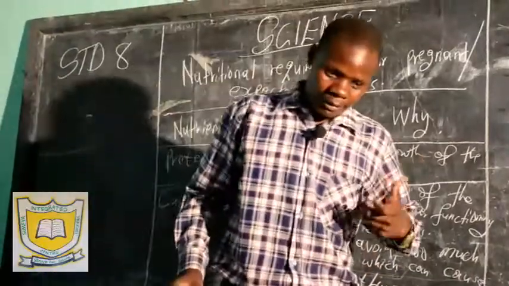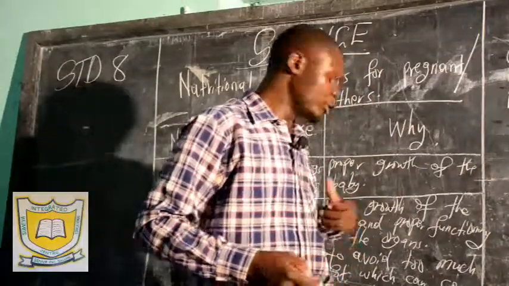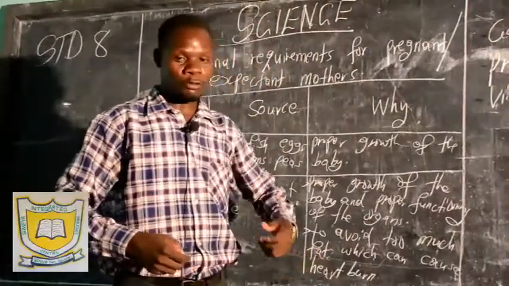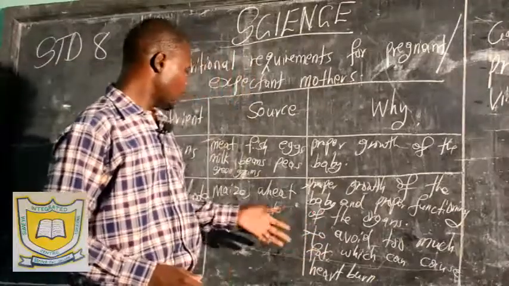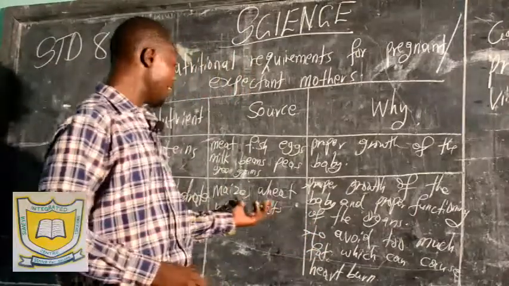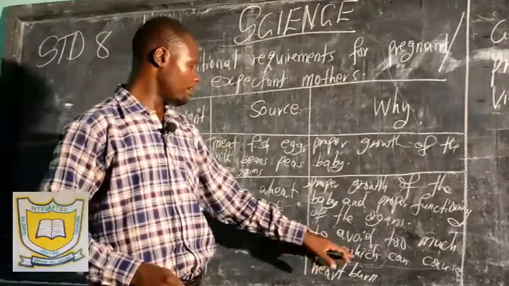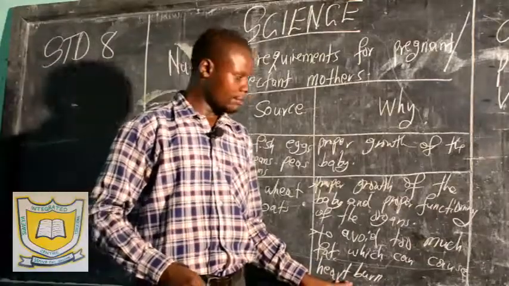The heart might start something like burning, or you feel pain in the heart. That is what we call heartburn because of too much fat. So you should take a lot of carbohydrates to avoid fattening, being too much fat of the baby in the womb, and also the mother, to prevent heartburn.